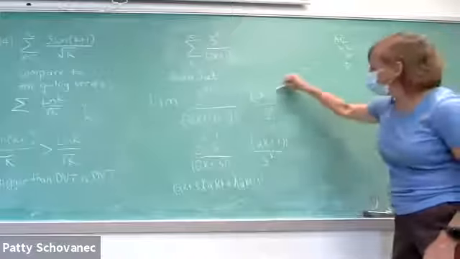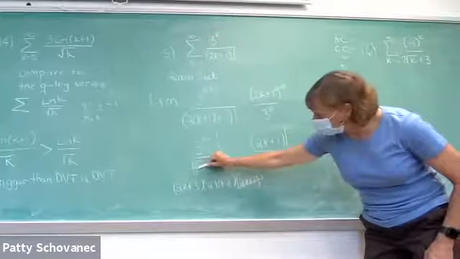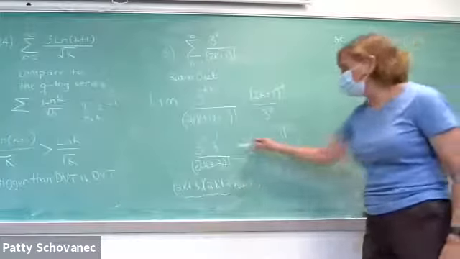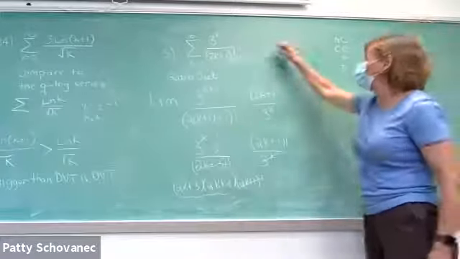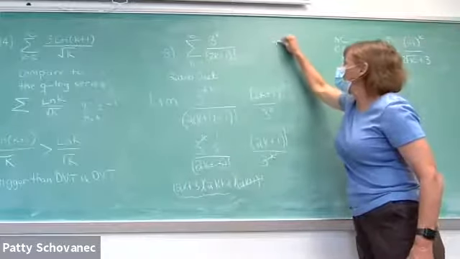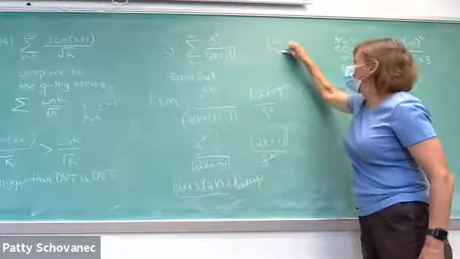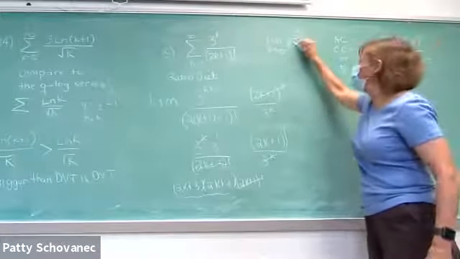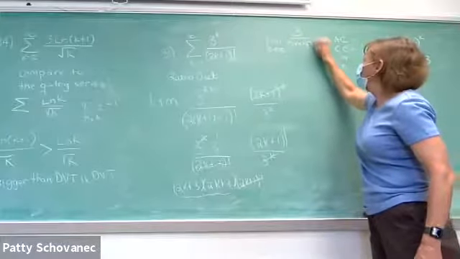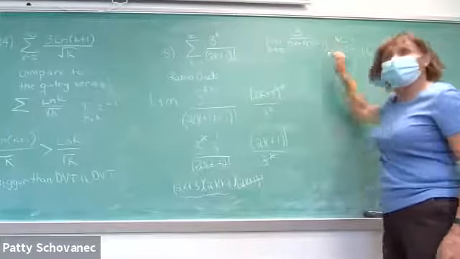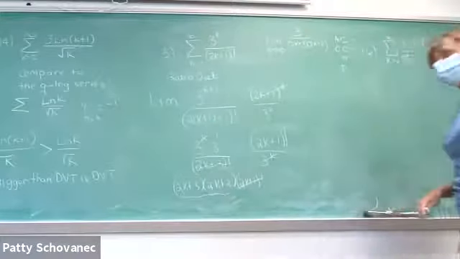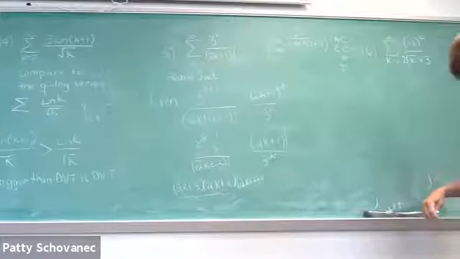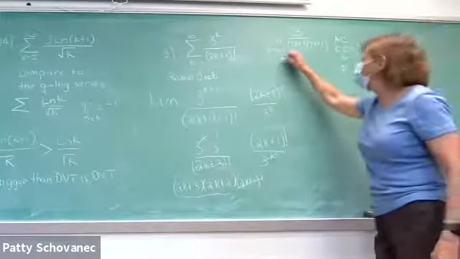So when you cancel here, this is what's left. Cancel here, and all you got is a 3 on top, and two things multiplied together on the bottom. Okay. So you get 0, and in the ratio test, when the limit is smaller than 1, it converges.